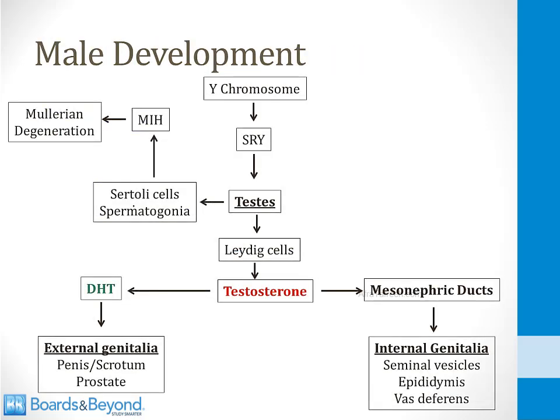Now that we understand that, we can go back to this slide and add the fact that the Sertoli cells secrete Mullerian inhibitory hormone, and this leads to the degeneration of the female or Mullerian structures. And this is why boys aren't born with a uterus and fallopian tubes. Even though they initially in utero have a Mullerian duct, it goes away because of the Sertoli cells and the secretion of Mullerian inhibitory hormone.